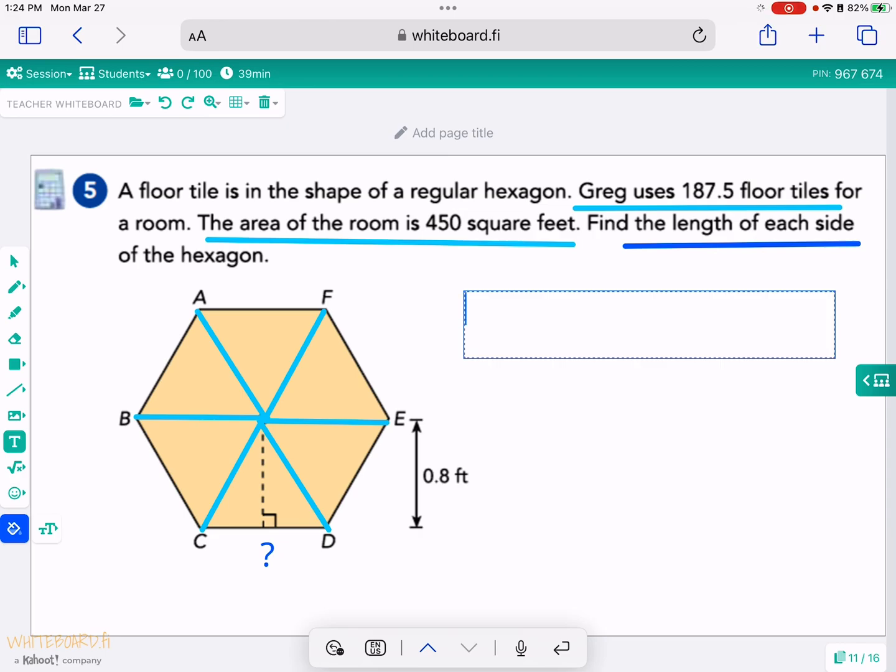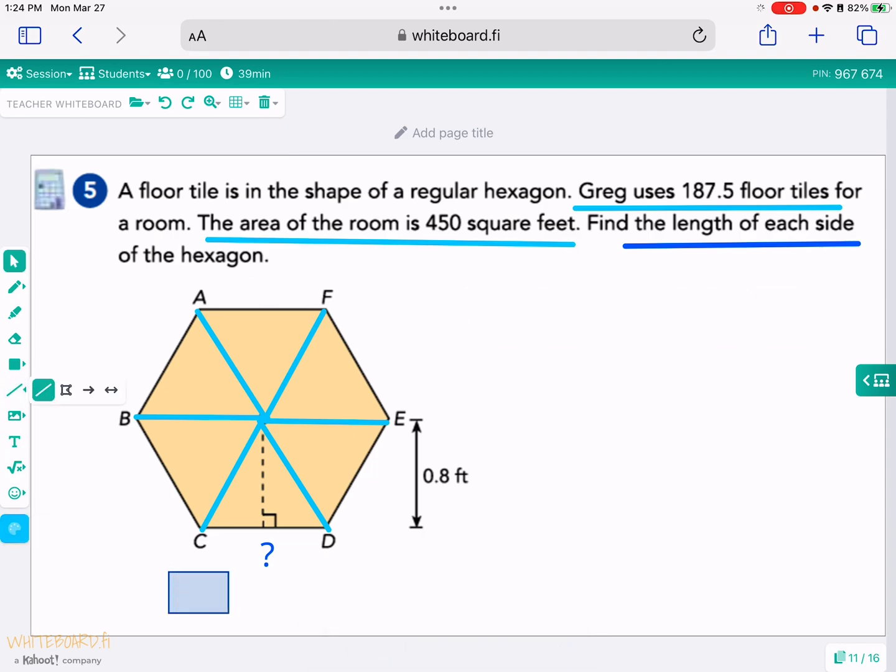And you'll see underlined in dark blue on the problem is our question mark. And our question mark is this piece right here. What is the side length of each of the sides of the hexagon? That's our question. All right. So let's take the information we know.